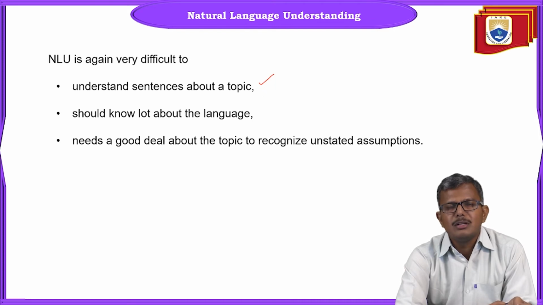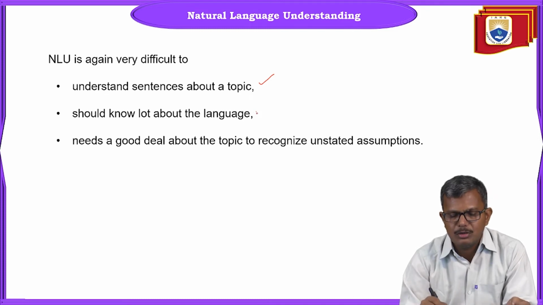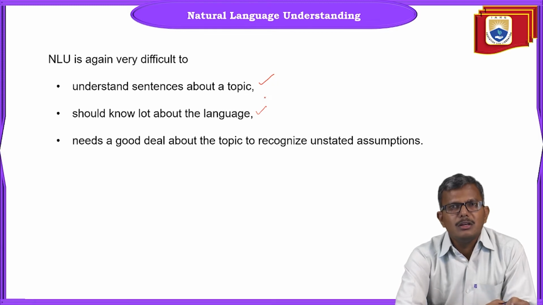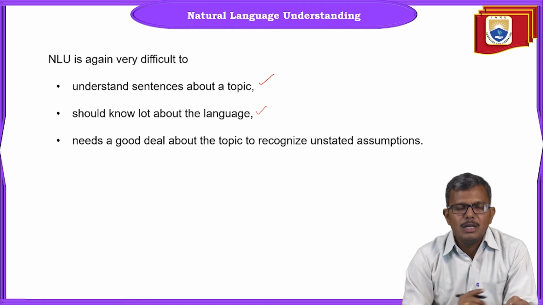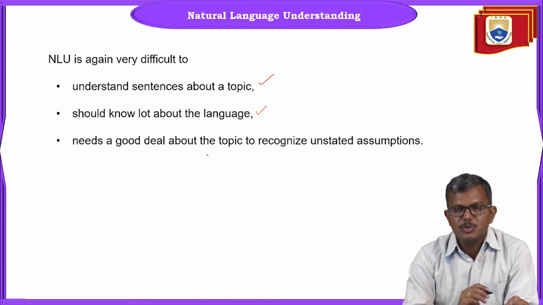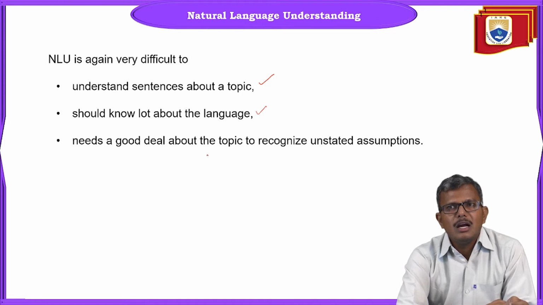Of course, being human, we can exhibit our intelligence and show our knowledge here. But this should be done with machines. From the perspective of machines, understanding such sentences on a specific topic is very difficult, until and unless you have very good knowledge of a particular language. So you should know a lot about the knowledge, and it also needs a good deal about the topic to recognize unstated assumptions.